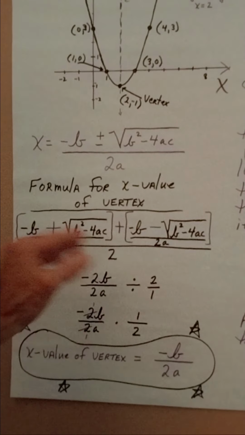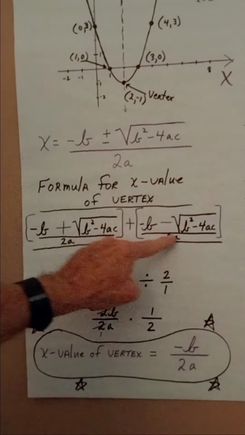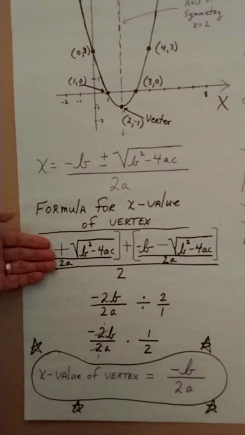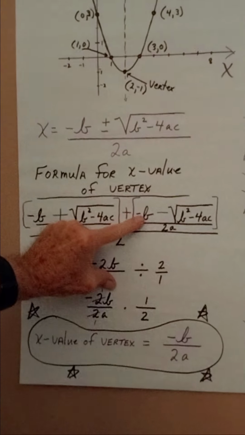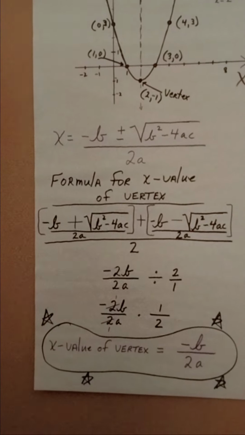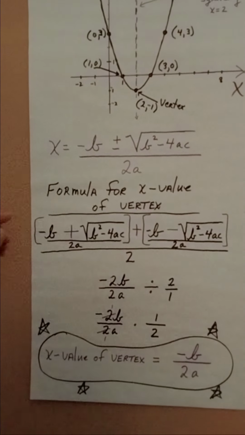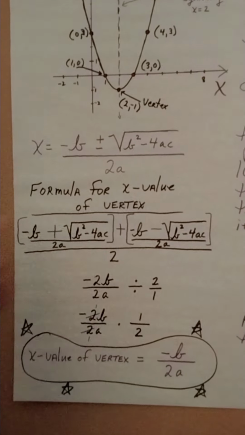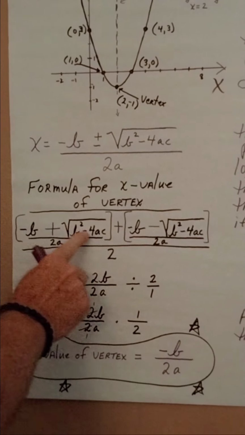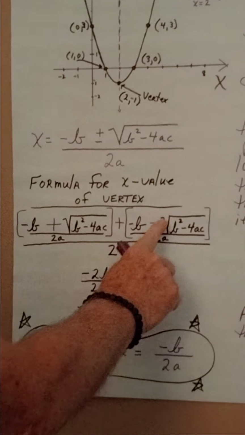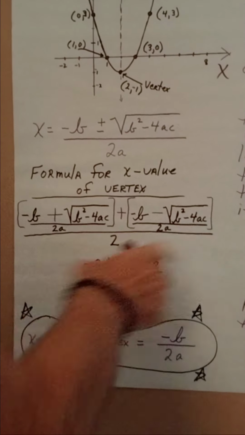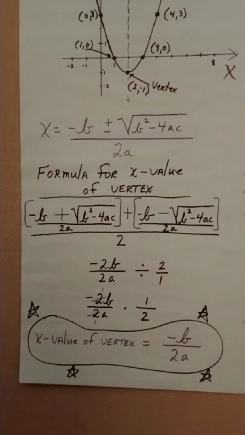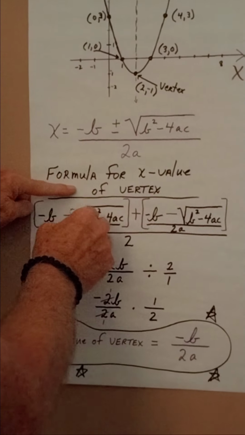Just backing up a second, I don't have to find a common denominator. The denominators are the same. I'm adding these two. Negative 1b added to another negative 1b is a negative 2b. Look at the radical part. This is a positive radical of b squared minus 4ac, and this is a negative radical of b squared minus 4ac. These two cancel out.